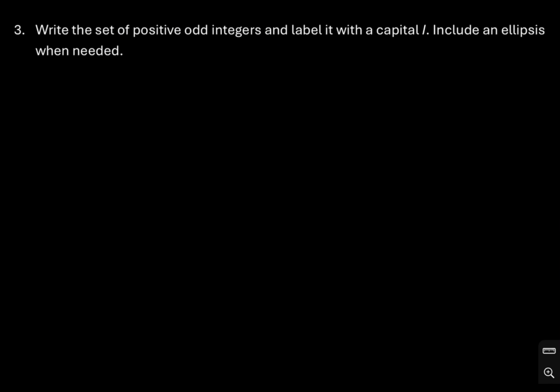So for this third lecture problem, it says, write the set of positive odd integers and label it with a capital I, include an ellipsis when needed. So our set name is going to be I, and we're going to open up our set. In this case, our elements are going to be positive odd integers. So integers are going to be whole numbers. So it can be numbers like -1, 200, 6 million, and so on. So integers can go on forever. It can go to negative infinity and positive infinity.